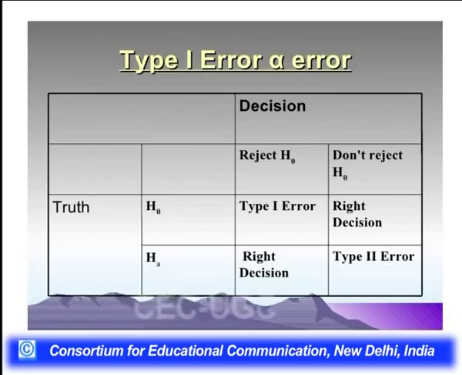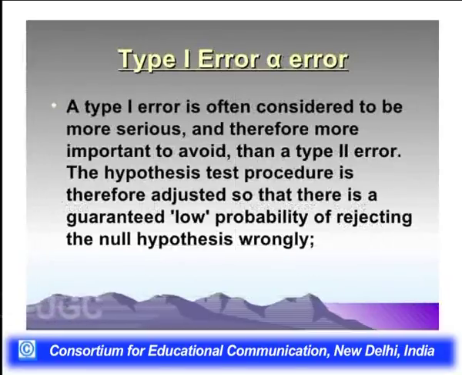So H0, that is the null hypothesis, when rejected, it is type 1 error, and H0, if we do not reject the null hypothesis, is a right decision. Alternative hypothesis, that is HA, is a right decision if H0 is rejected, and if for HA we do not reject the H0, this is a type 2 error. So please have a clear orientation of what is type 1, what is type 2, how it is being formed, why it is rejected, why it is accepted.